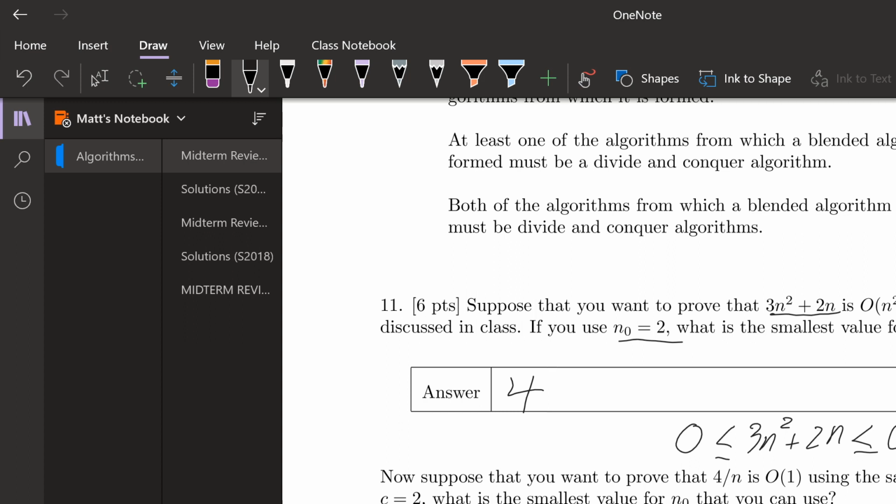Does everybody understand that process or remember it from the homeworks? No. It's worth looking up if you don't.